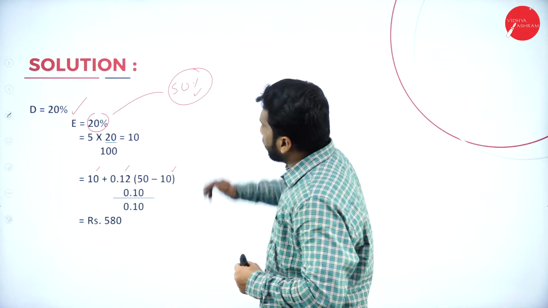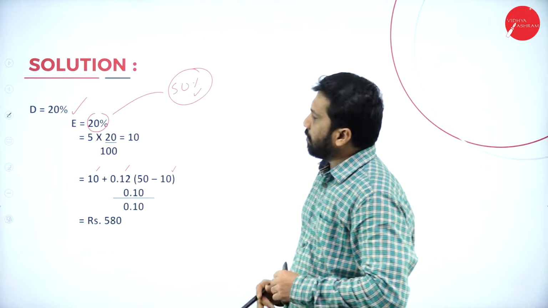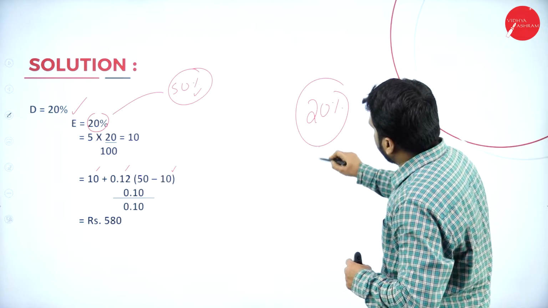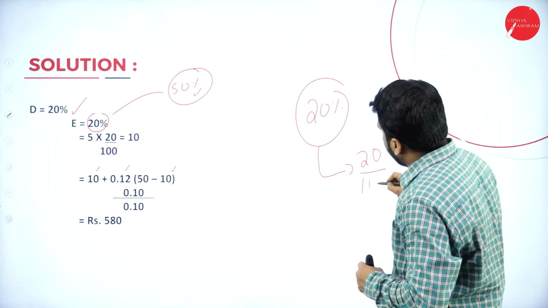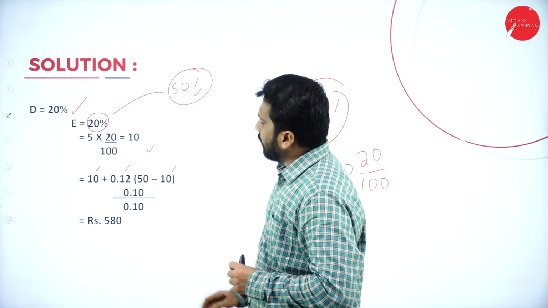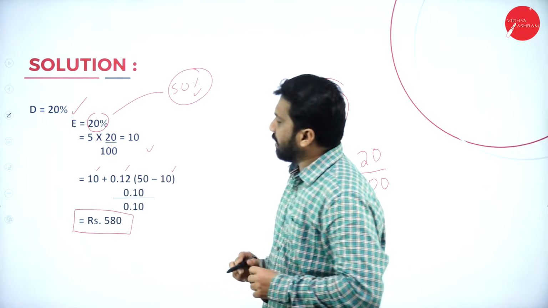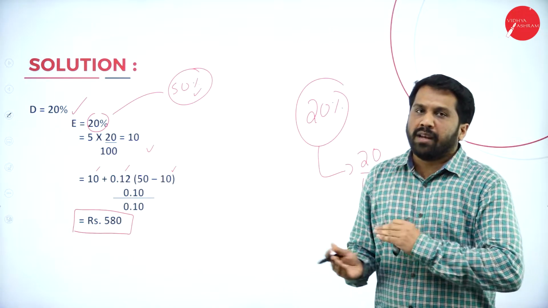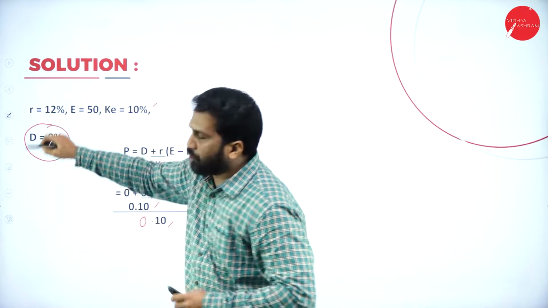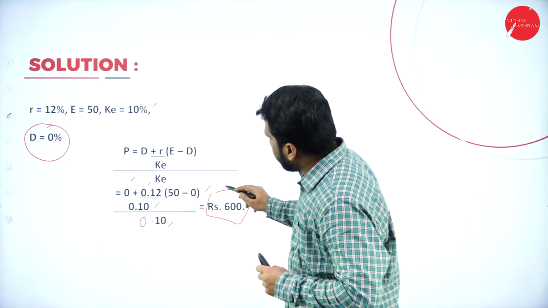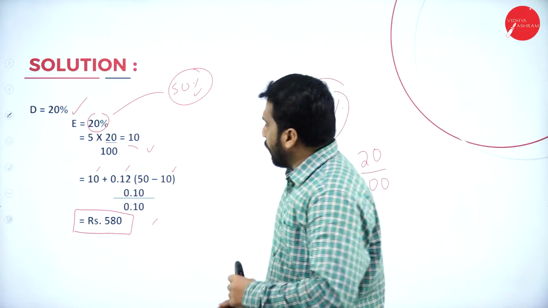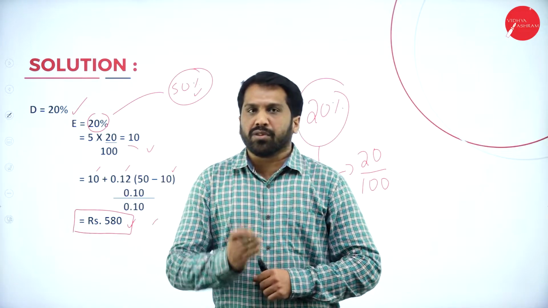It will be 10. So 50 multiplied with 20 divided by 100, because 20% we can also call as 20 divided by 100. After doing this calculation, you will get 580. Now, again, compare with your previous slide: if you go for dividend payout ratio of 0%, your answer will be 600. If you go for dividend payout ratio of 20%, your value will be 580 rupees. Hope you are clear.